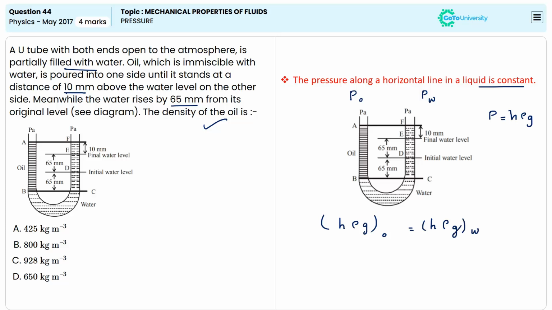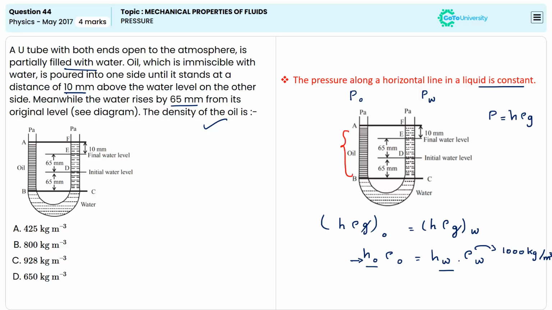water. So when we cancel the similar terms, we will have h of oil, which means the height where the oil was there, times rho, the density of oil, is equal to the height of water times the density of water. It's known that the density of water is 1000 kilogram per meter cube. So we have the values of h oil and h water in the diagram.